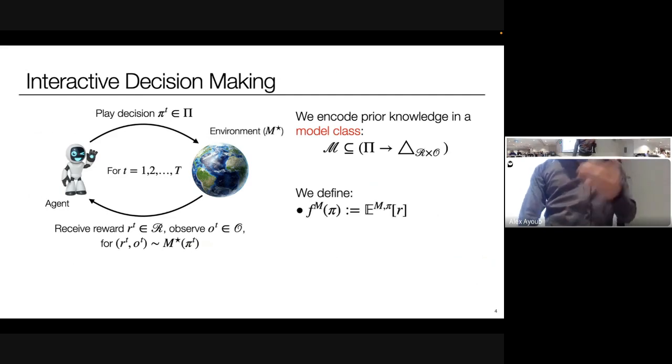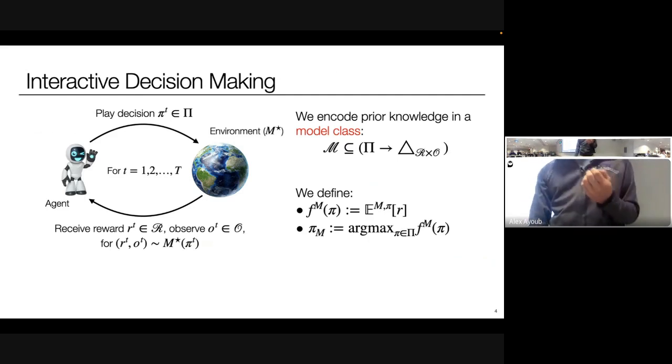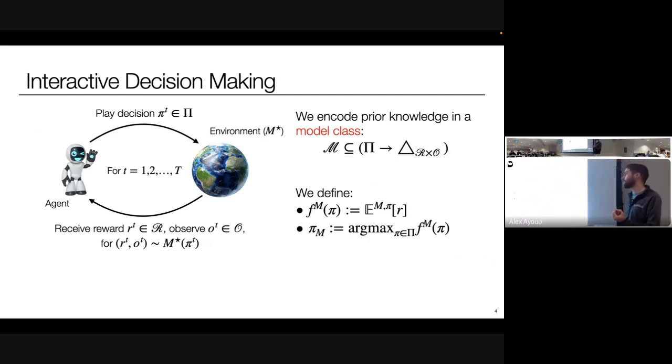So we'll define a few pieces of notation. f M of pi is the expected reward playing decision pi on model M. Pi M is the optimal decision on model M, basically the decision that maximizes reward.